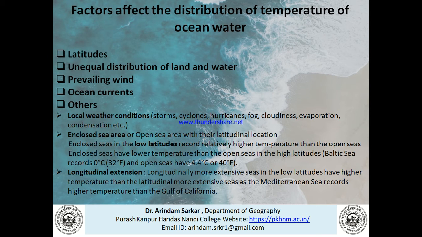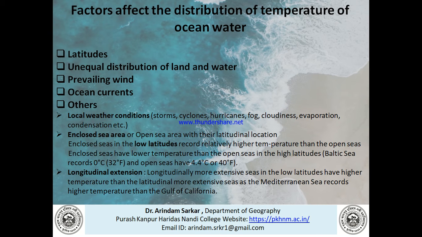Now the third point, that is prevailing wind condition. Wind direction largely affects the distribution of temperature of ocean water. The wind blowing from the land towards the ocean and seas drives warm surface water away from the coast, resulting in the upwelling of cold bottom water from below. Thus the replacement of warm water by cold water introduces a longitudinal variation of mean temperature.